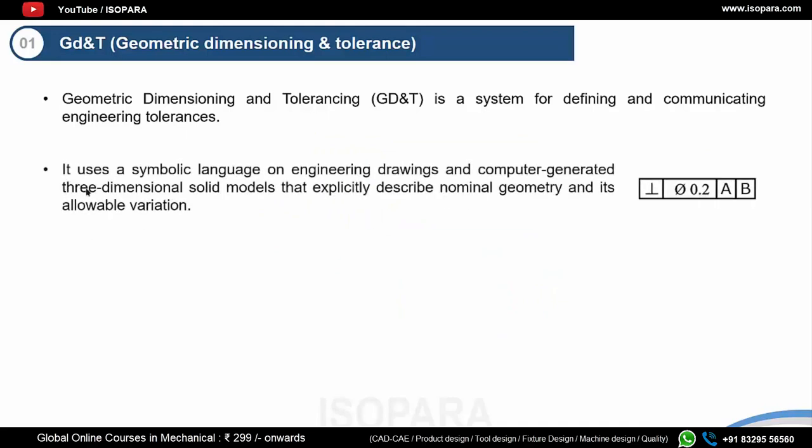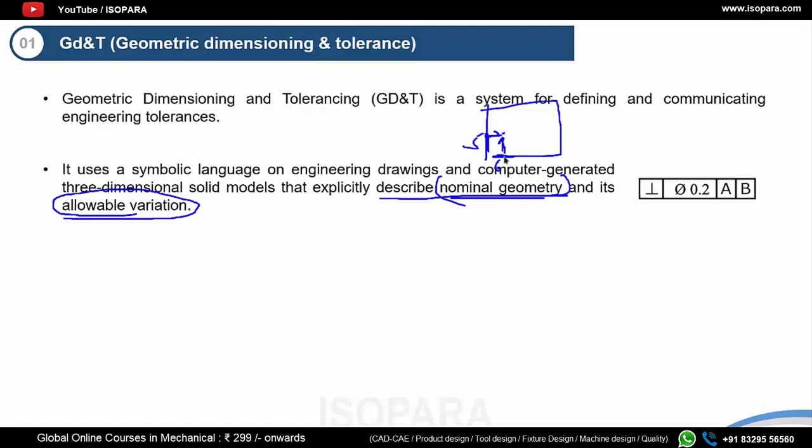Okay, so let's see more. It uses a symbolic language on engineering drawings and computer-generated three-dimensional solid models that explicitly describe nominal geometry and its allowable variance. By nominal geometry, for example, in the previous example I took 5 mm and 6 mm. I want a hole that is 5 mm from the vertical side and 6 mm from the bottom side. So this is the exact location, or the nominal geometry. It also defines the allowable variation.